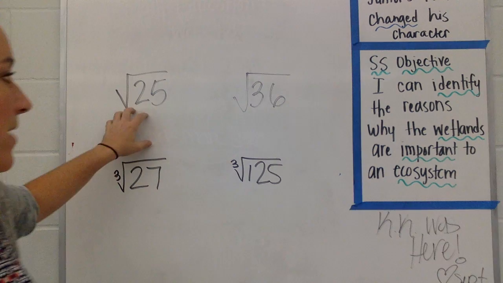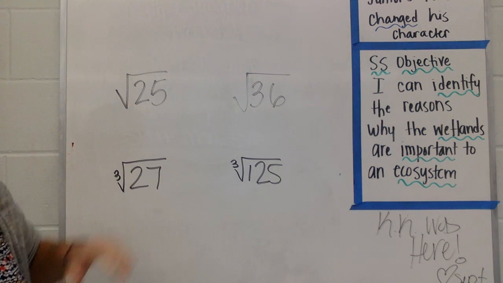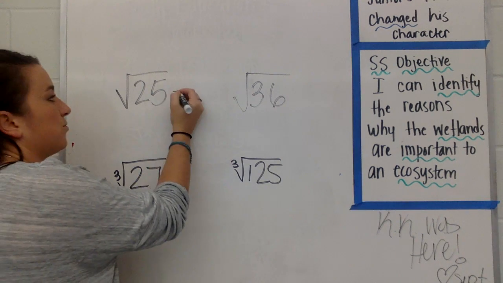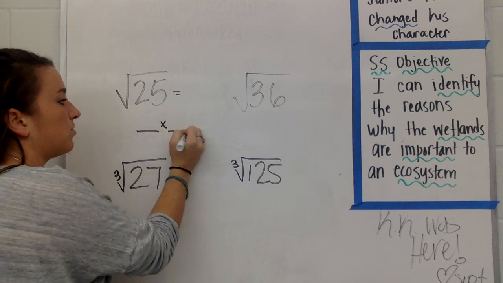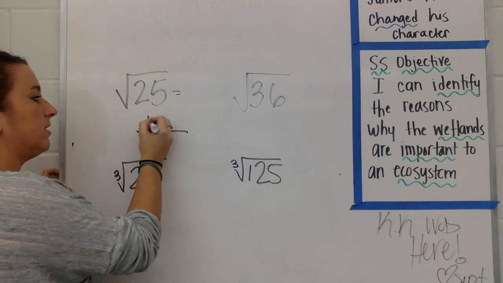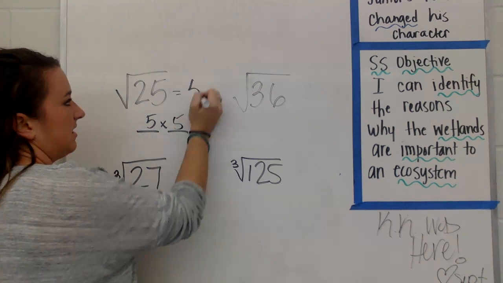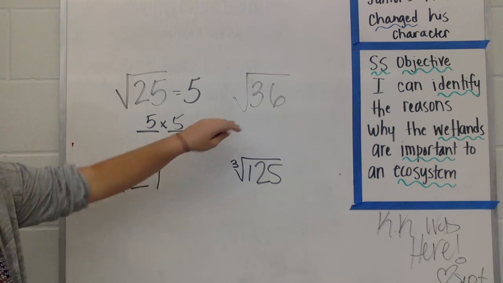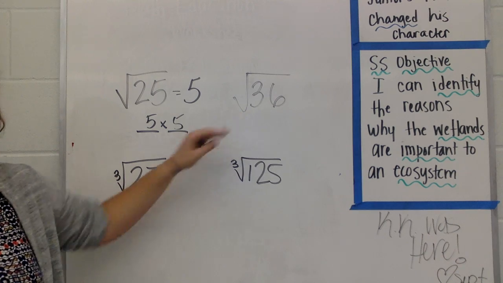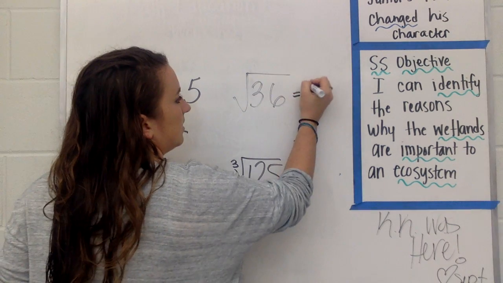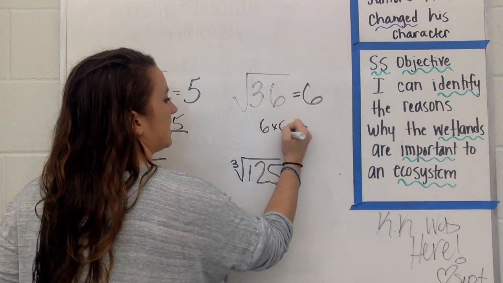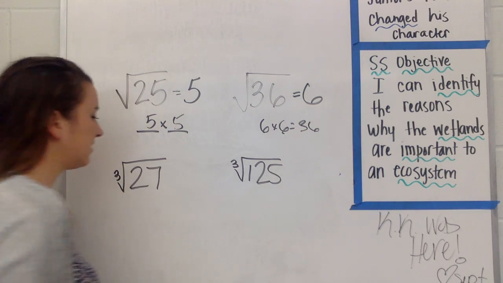The first question is, what is the square root of 25? Square root means what number multiplied by itself twice gets you 25? The answer is 5. So then what is the square root of 36? 6, because 6 times 6 equals 36.